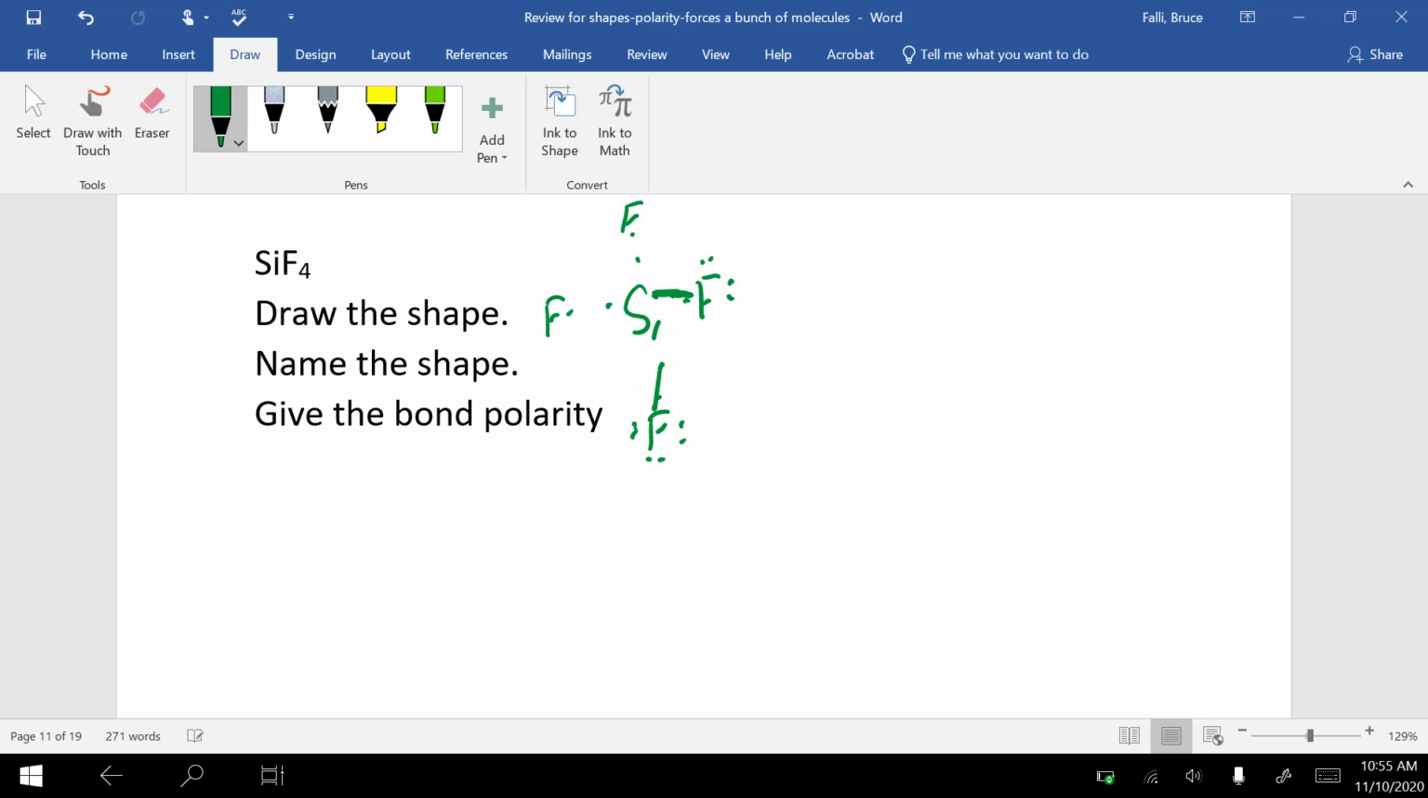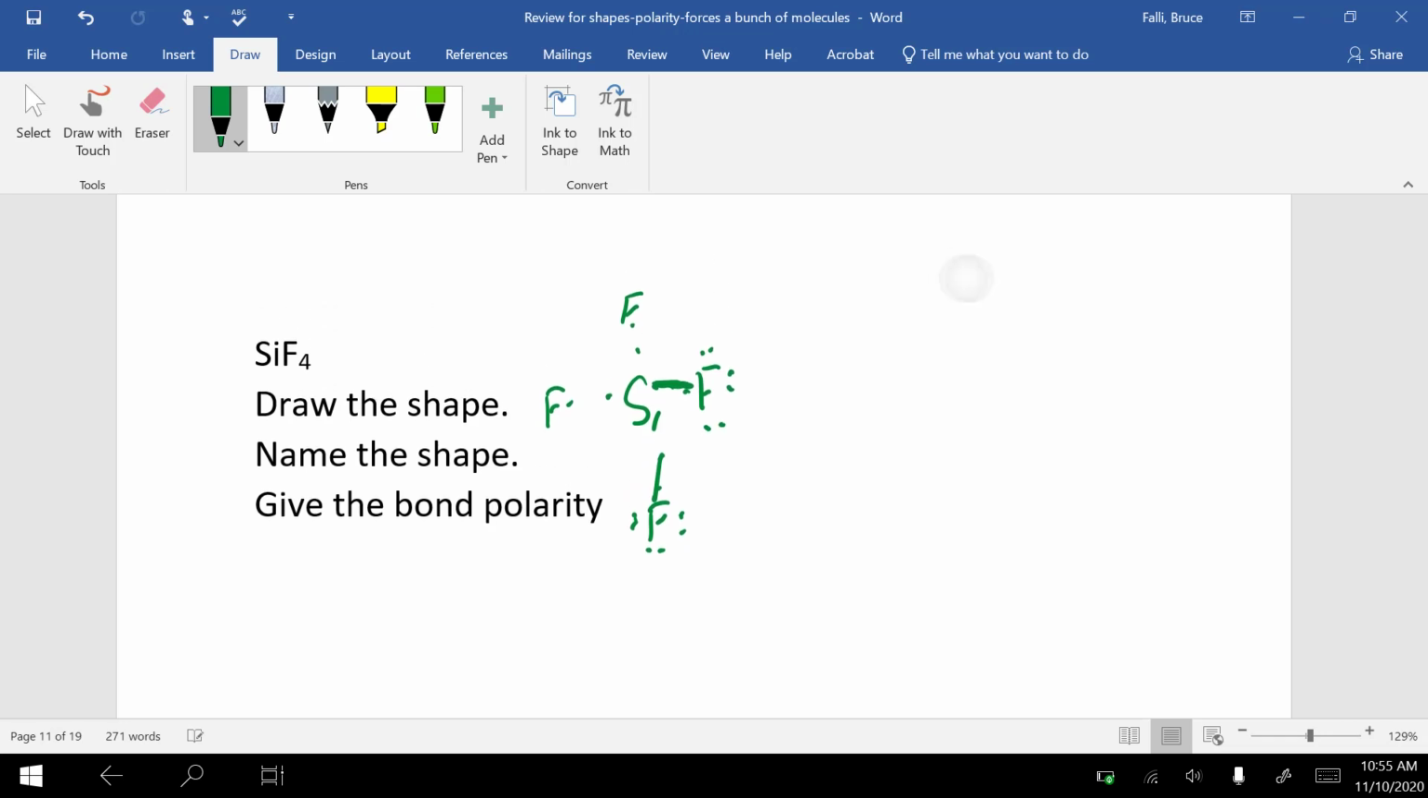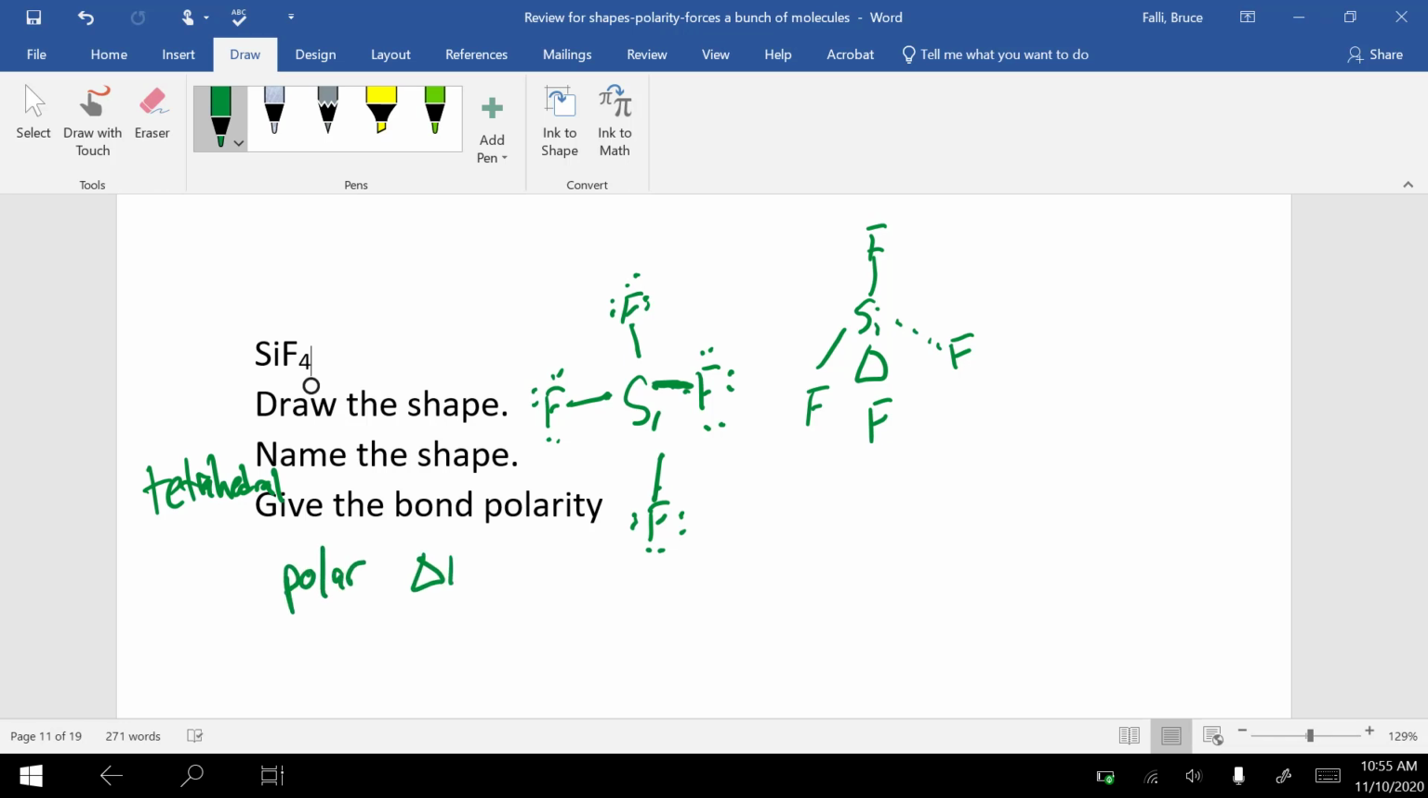Oops, I connected the dot in my eye. That's no fun. Connect the dots. 4 regions. So it's going to be tetrahedral. Okay, that's what the shape looks like. The name of the shape is tetrahedral. And the bond polarity is going to be polar because the change, delta means change, in electronegativity is greater than 0.4.